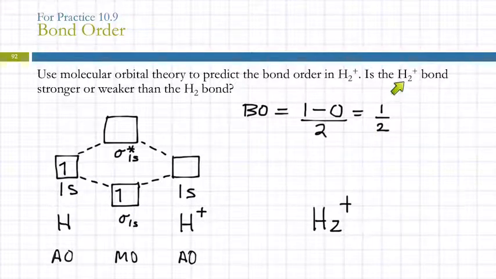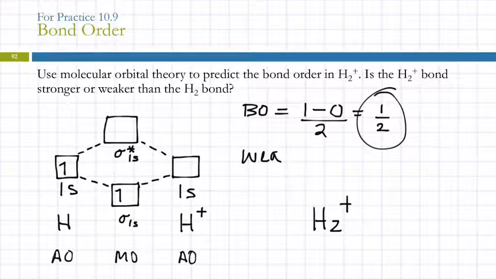Now, the second question, is this H2 plus bond stronger or weaker than the H2 bond? It's weaker. We compare bond orders. The bond order for H2, if you go back a few slides, was 1. And this is 1/2. So here's our predicted bond order, and this bond is weaker. Any questions?